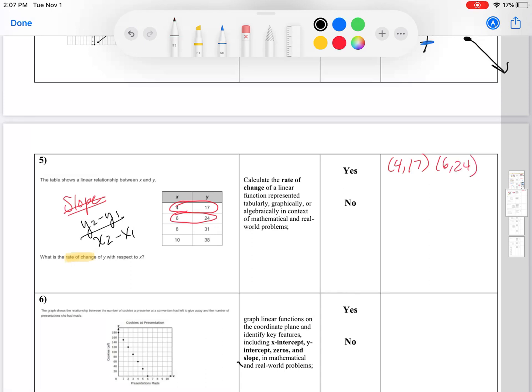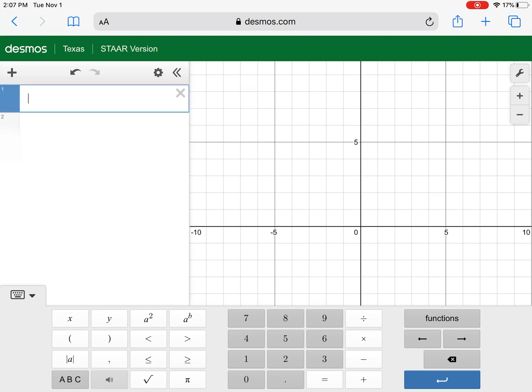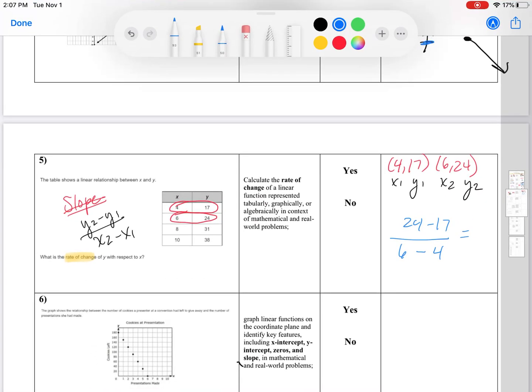So now to use the slope formula, I have x1, y1, x2, y2. So now the formula is y2 minus y1 over x2 minus x1. And if you simplify 24 minus 17, you can use Desmos if you need it. 24 minus 17 is 7 over 6 minus 4 is 2. That does not reduce, so the final answer is 7 over 2.